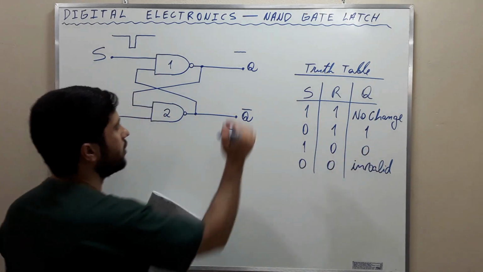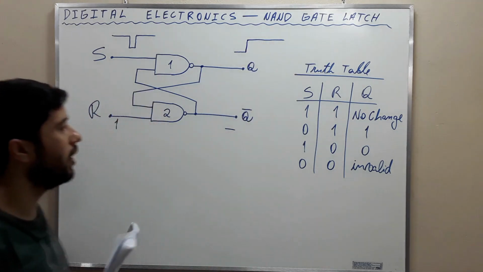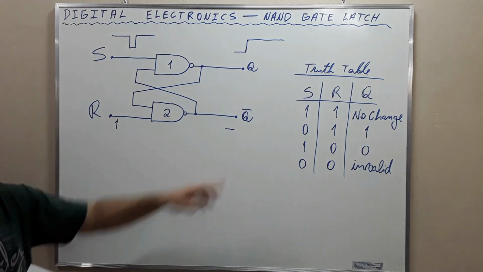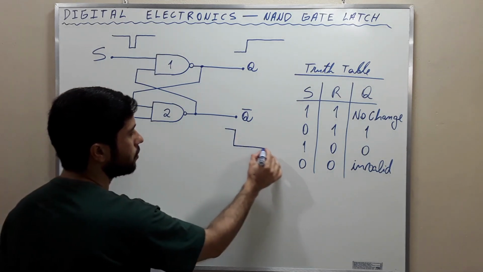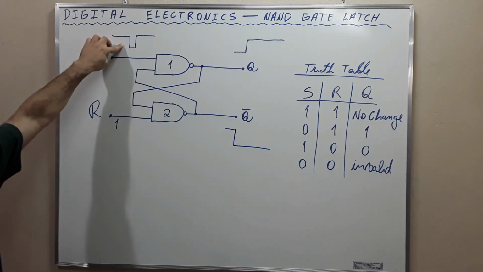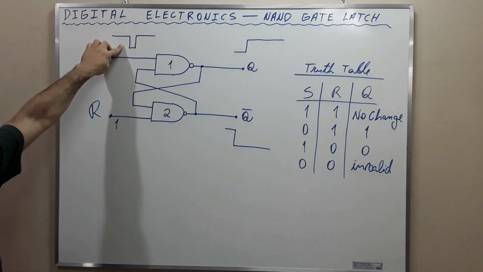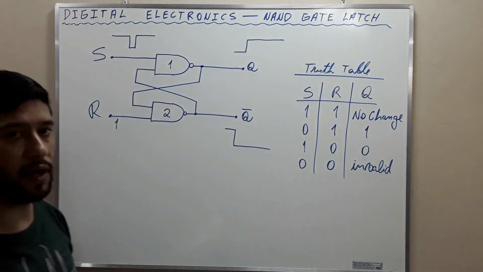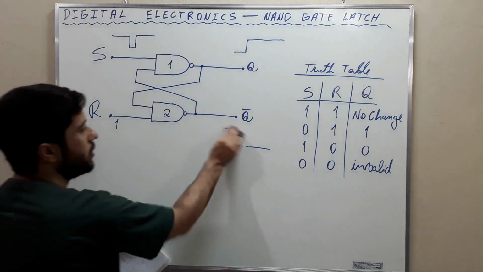Then we are going to set it to 1. And the complementary Q bar will change from 1 to 0. We are applying a logic level 0 here to set the output as 1. And the opposite, resetting the latch, would be the opposite.